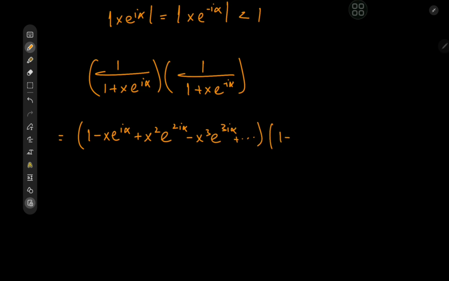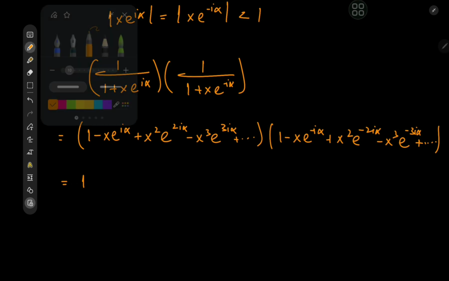And here we have 1 minus x e to the negative I alpha plus x squared e to the minus 2I alpha minus x cubed e to the negative 3I alpha, and so on and so forth. And now I'd like to expand this product. So first and foremost, we do have a 1, which is quite nice. Then we have some x terms.